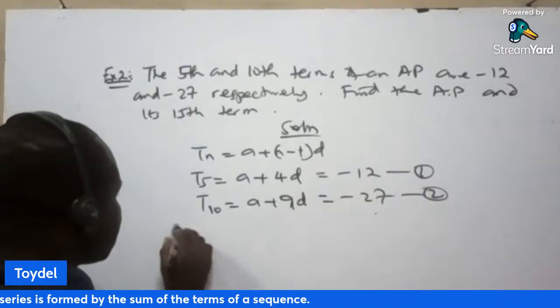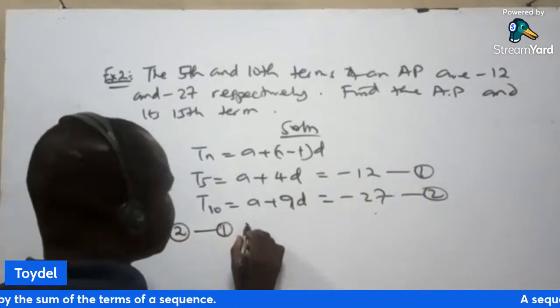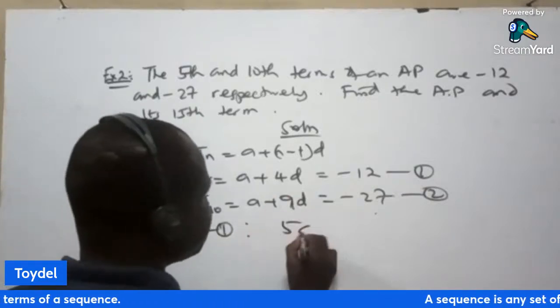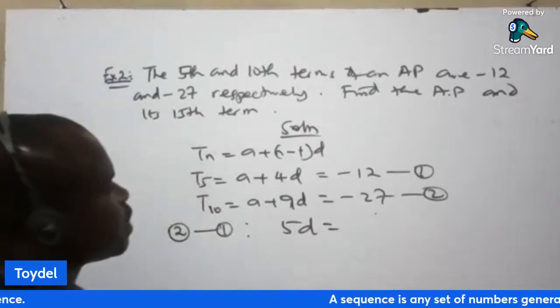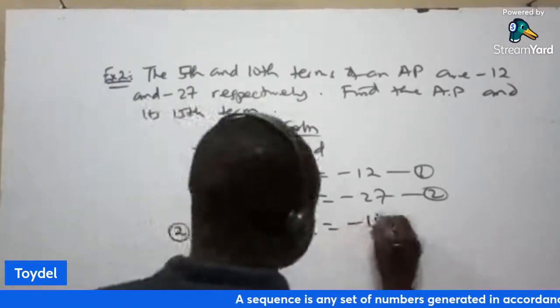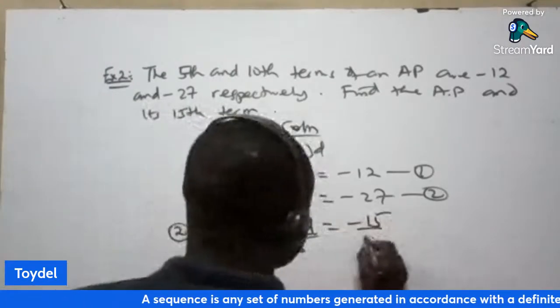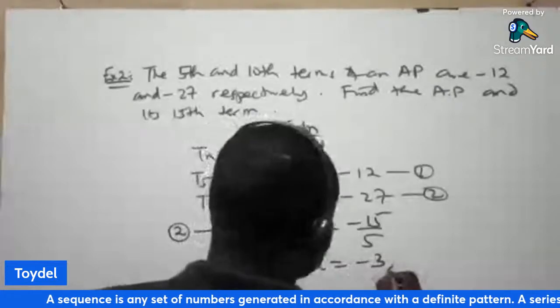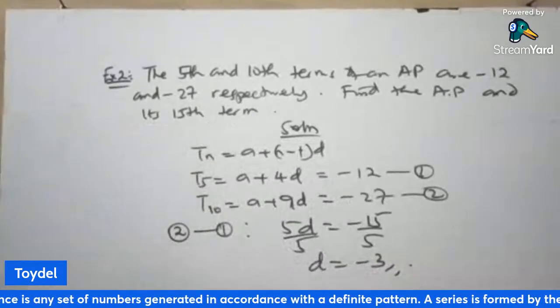So I can say equation 2 minus equation 1. If I do that, I'm going to get 5d equal to minus 27 minus, that's minus 15. Then divide both sides by 5. So d will be equal to minus 3.